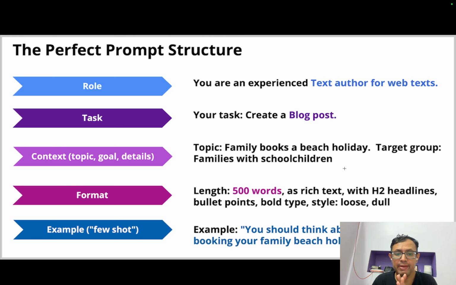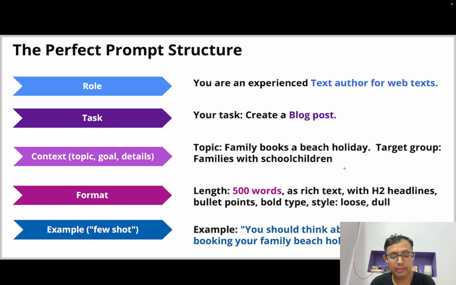Then give an example, a few-shot example. That's again optional. It is better to give an example so that it will follow whatever you wanted. For example, say you should think about this when you book your family beach holiday. Like that you can give multiple examples if you want. That is called few-shot programming. If you are not giving any example, we call it zero-shot. Remember, we call it zero-shot.